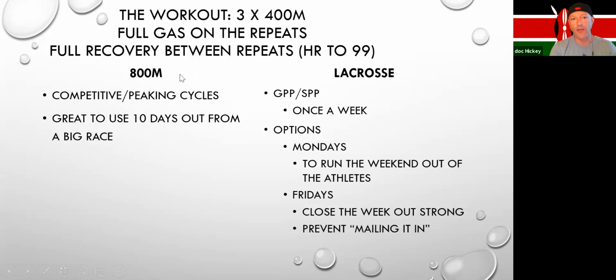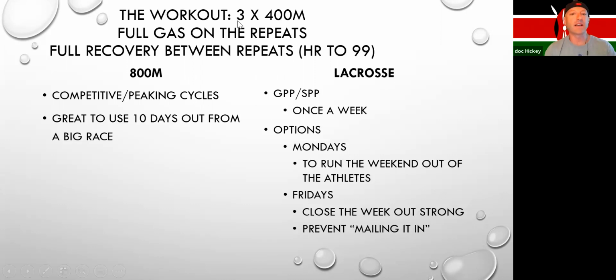If I was working with an 800 meter guy and we have Saturday off, we're not racing, we would do this on Thursday. And then the following Saturday, we would have our big race. So this is our big stimulus. I'm going to create fatigue. I'm going to create high internal and external load.